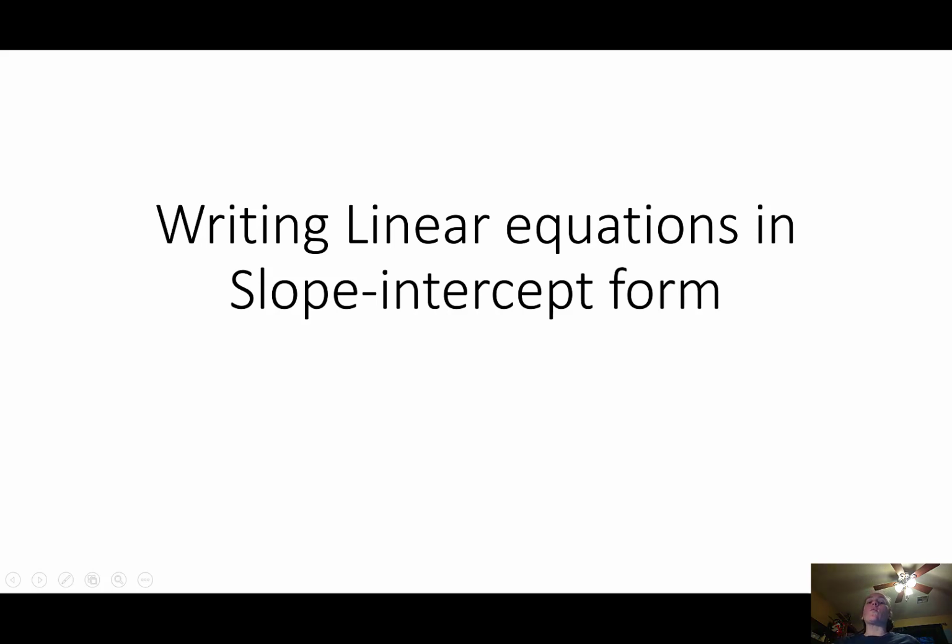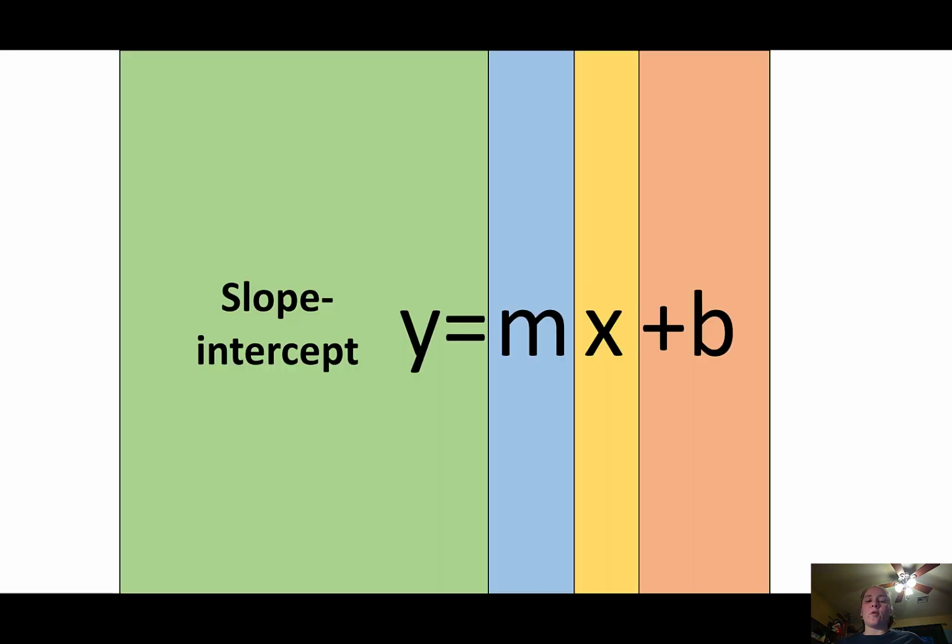All right, today we're going to talk about writing equations in slope-intercept form. All right, so slope-intercept form is y equals mx plus b, and this is one of three forms of the equation of a line that we're looking at.